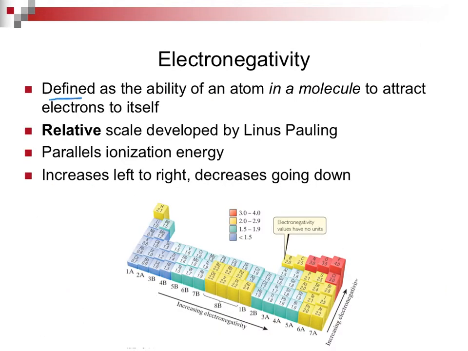Here's the definition of electronegativity. It's the ability of an atom in a molecule to attract electrons to itself. Again, it is a relative scale. It's going to parallel ionization energy. And if we look at Pauling's scale, we will see that as we go from the left to the right, the electronegativity increases. As we go down, it is going to decrease. So those are the two trends that will guide us.